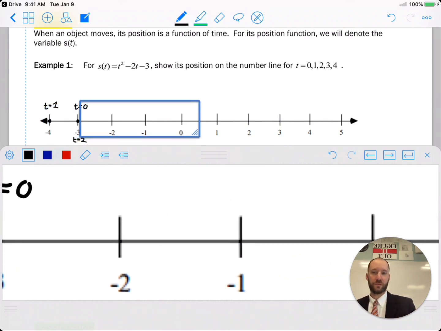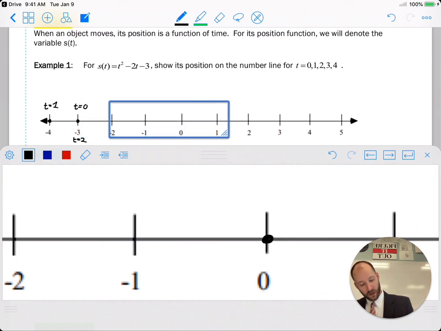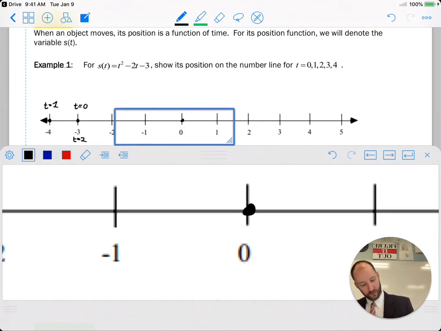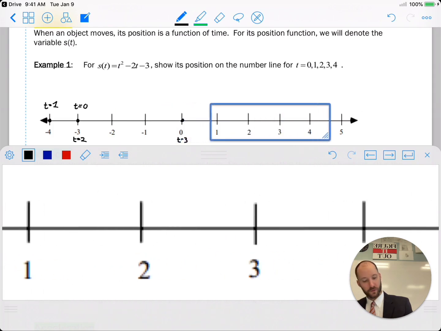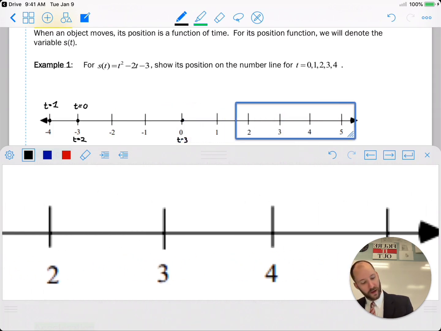Plug in 3 for t, so 3 squared minus 2 times 3 minus 3, and you're now all the way over at 0. Plug in 4, and you get 5.